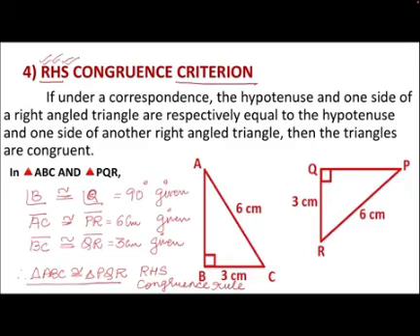So children, how did we prove that? One right angle with the other right angle, because right angles are naturally equal, both are equal to 90 degrees. Next, match hypotenuse AC and PR, both measure 6 centimeters, given in the figure. Next, match one of the sides. The sides that we have matched are BC and QR. Therefore, using RHS congruence criterion, we have proved that the two triangles are congruent.